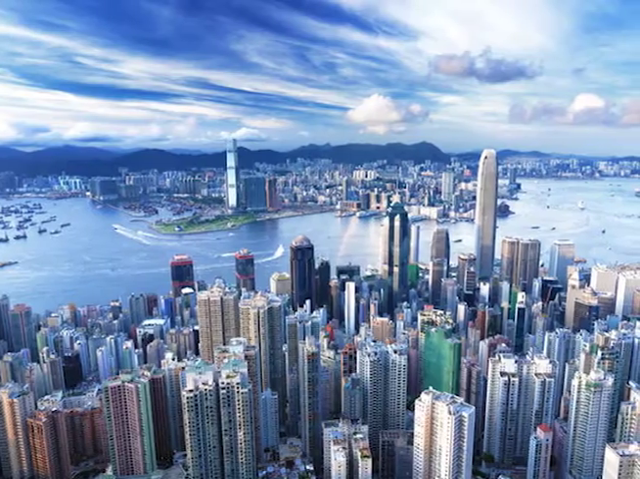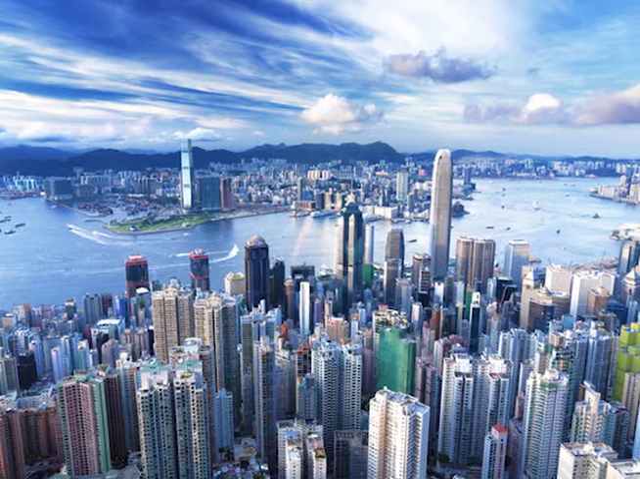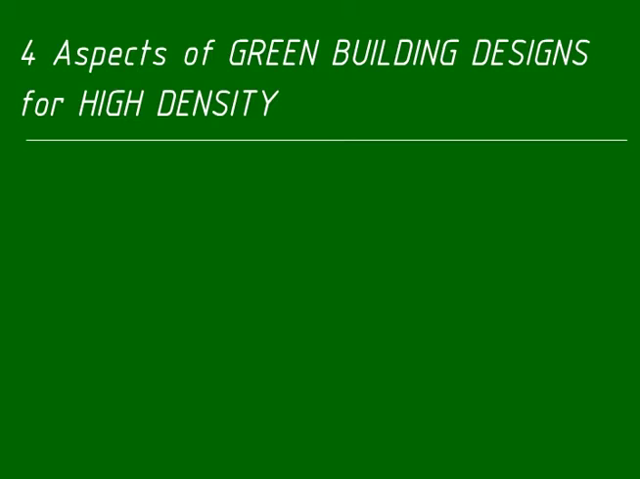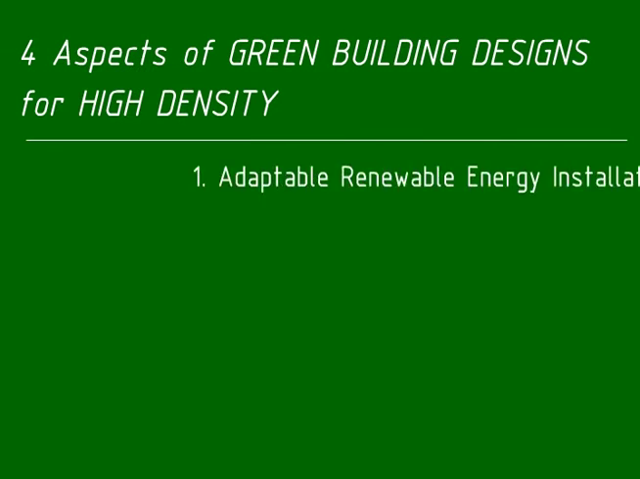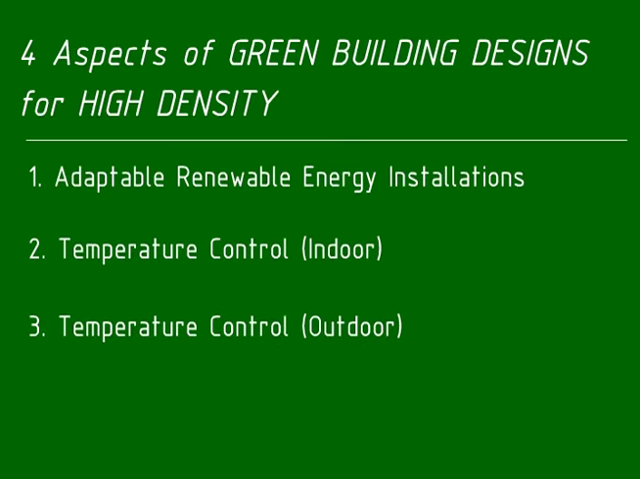So what features should be applied to high-density buildings so as to develop them as green buildings? In Hong Kong, there are 4 aspects of green design very suitable and applicable in high density: adaptable renewable energy installations, temperature control indoor and outdoor, and energy efficiency enhancement.